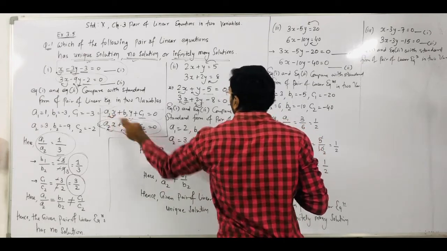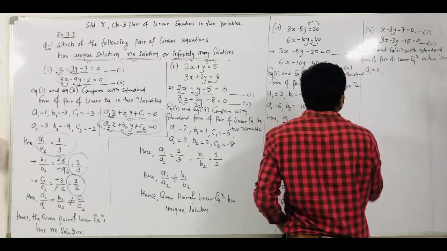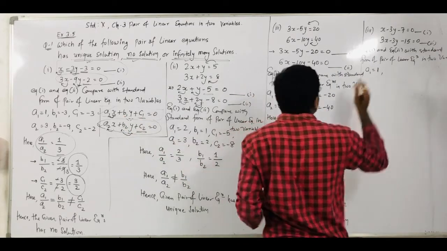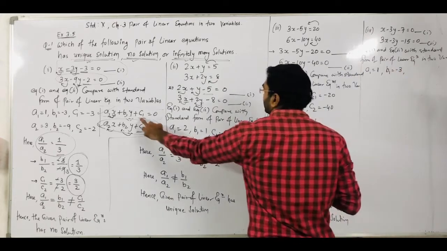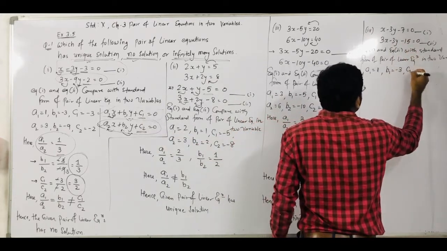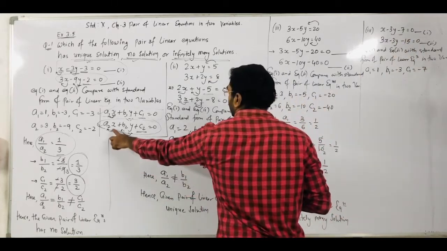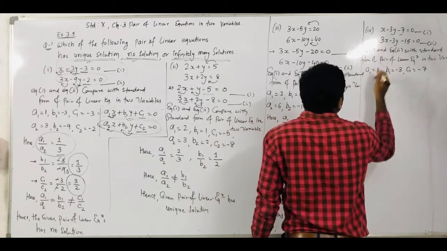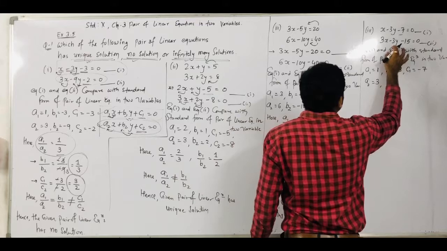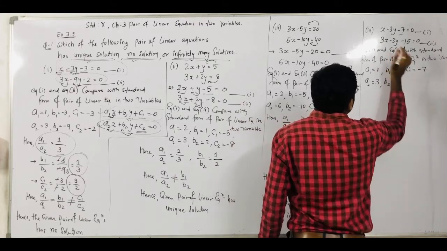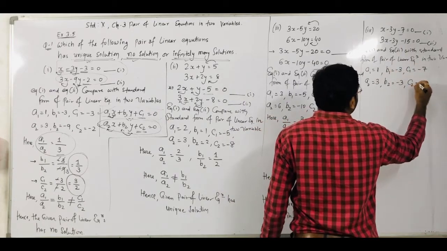So the x coefficient is a1. In the first equation, the x coefficient is 1, so the a1 value is 1. The y coefficient is b1. The y coefficient in the first equation is -3. C is the constant term. Here c1 is the constant term. c1 in the first equation is -7. Now the x coefficient is a2. Here a2 is equal to 3. Here the y coefficient is b2. So what is the b2 value? It is -3. And the c2 value is -15.